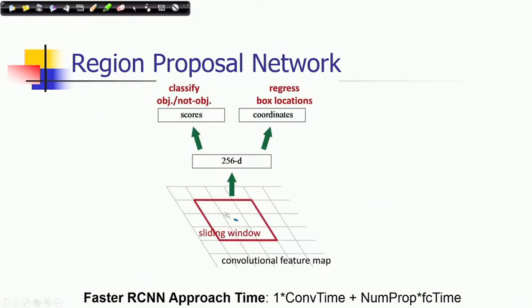So, this is describing the region proposal network. You take a sliding window in the feature map, which is a 256 dimensional feature descriptor, and then you are classifying as object or non-object, or regressing the box locations. This will give you the initial box locations of the object. Again in the last stage, when you are classifying the objects, you can fine tune those locations.